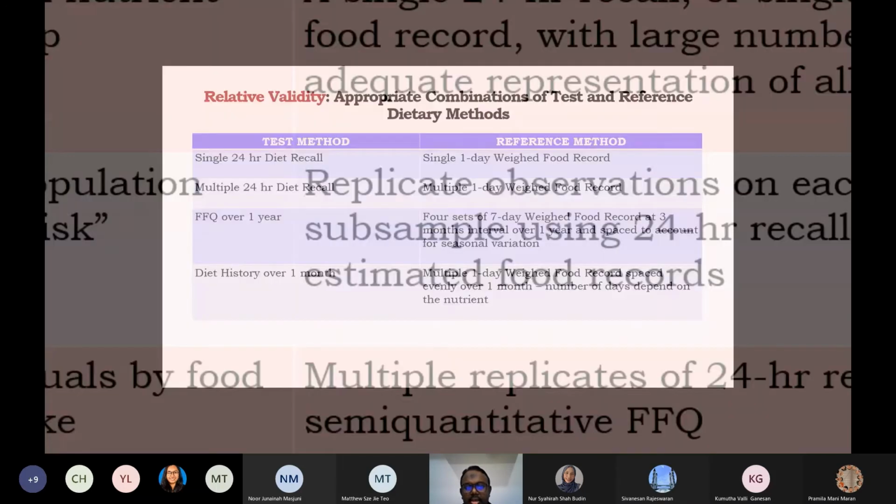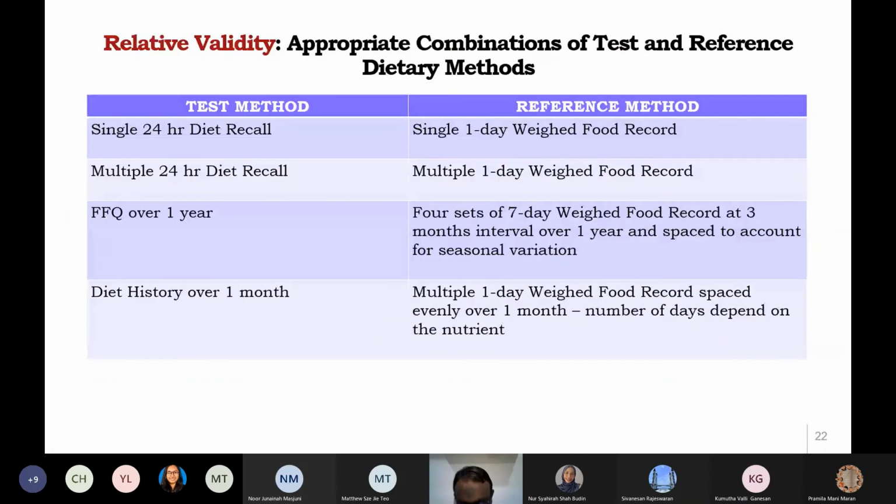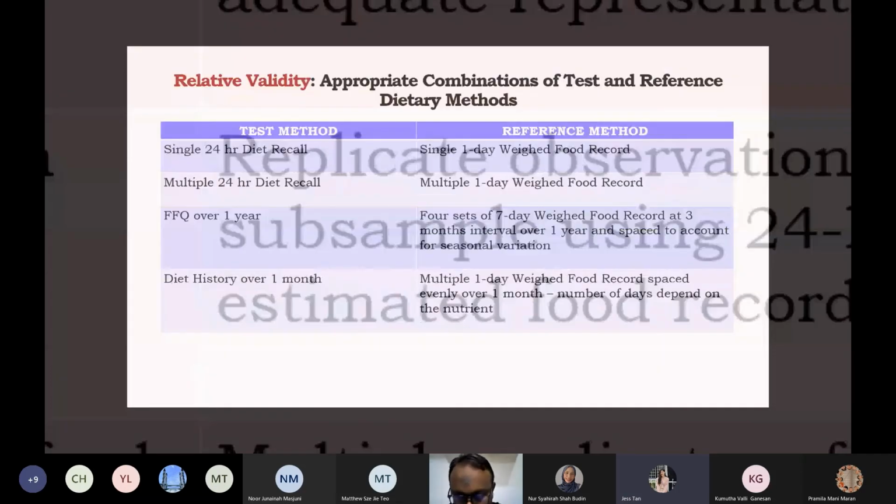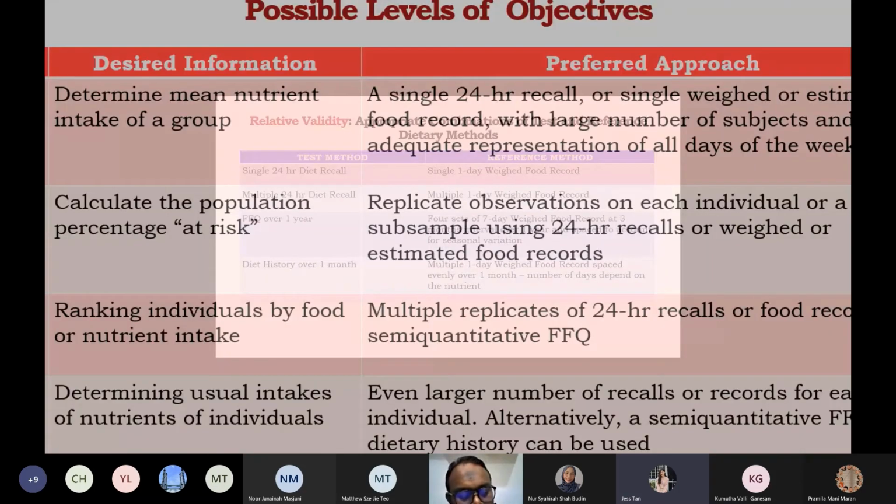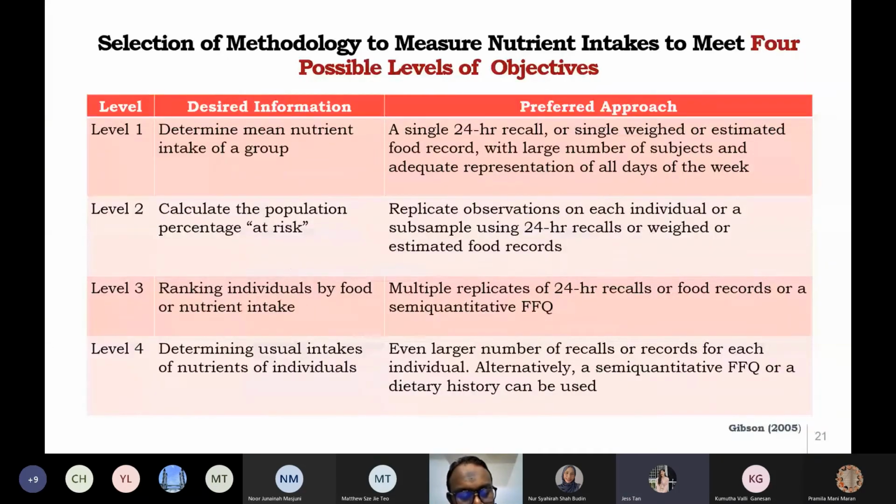So this is the... Sorry, Jess here. In the previous slides, right? May I know the example of ranking the individuals, the level 3 one? What does ranking individuals mean?